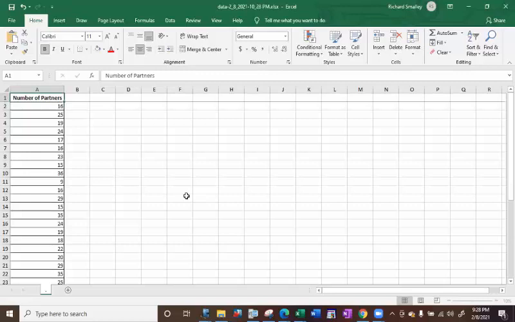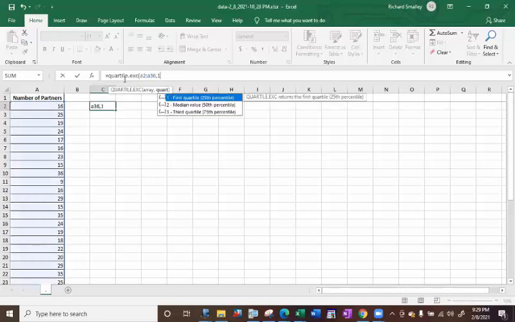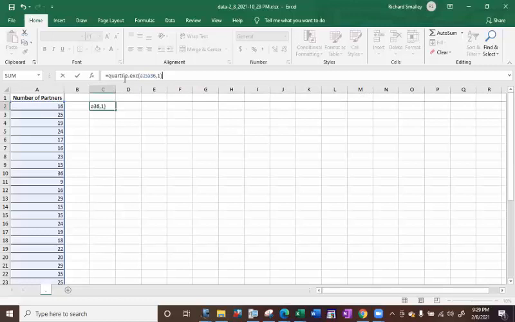All right. So this goes from A2 to A36. So I'm going to go equal, quartile. Oh, why didn't it let me? You see, I don't know what I'm doing here. Well, to some degree I do, but that should be quartile 1.